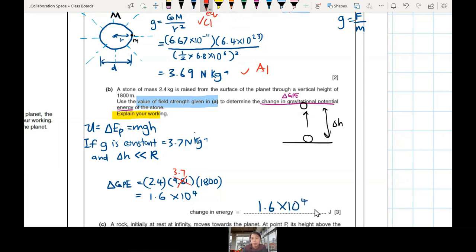So this is a 3 mark. 1 is probably for the final answer. The other one comes from your explanation. Because they ask you to explain, so you must say something. And lastly, if you plug everything in with the correct values, mgh subbed into mgh, that's 1.